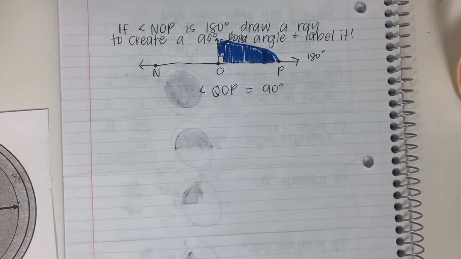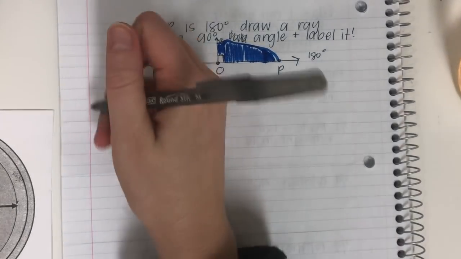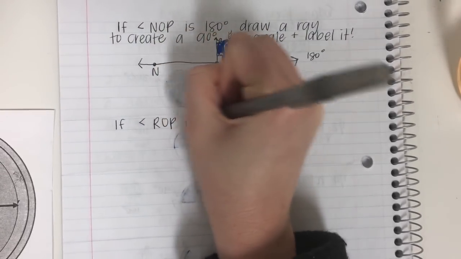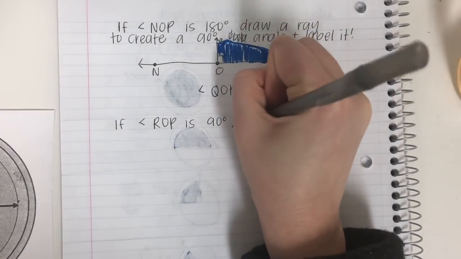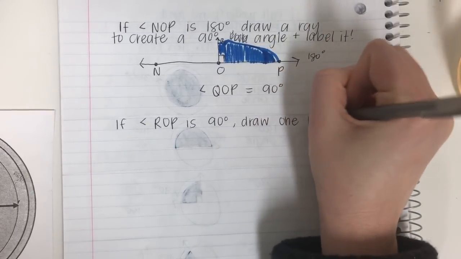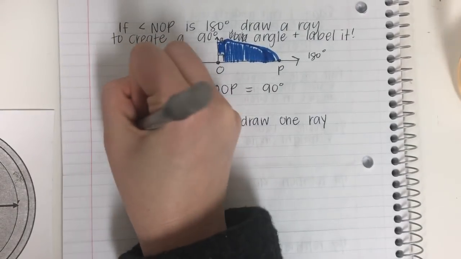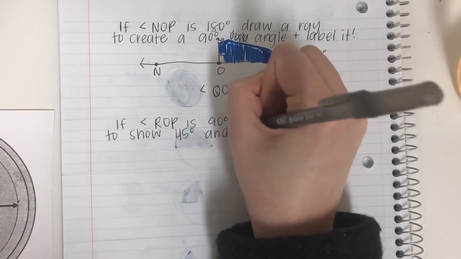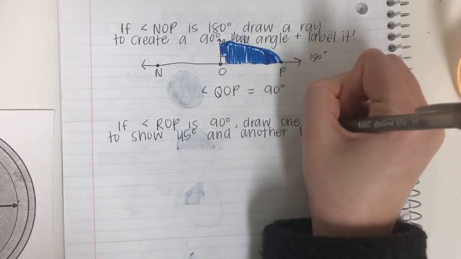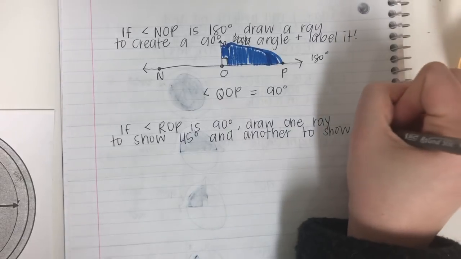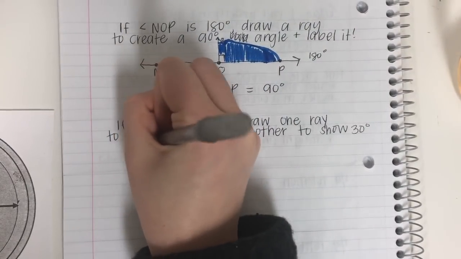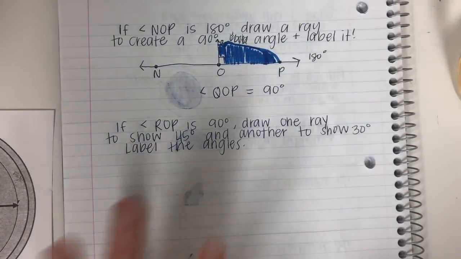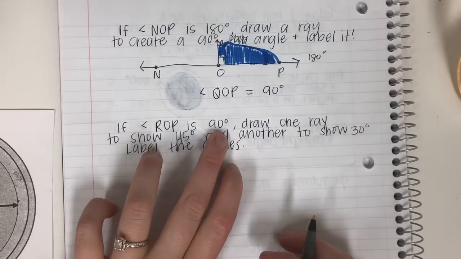Okay, let's do another one. If angle ROP is 90 degrees, draw one ray to show 45 degrees and another to show 30 degrees. Label the angles. Okay, the first thing I have to do is figure out what angle did they give us. They gave us ROP, which was 90 degrees.